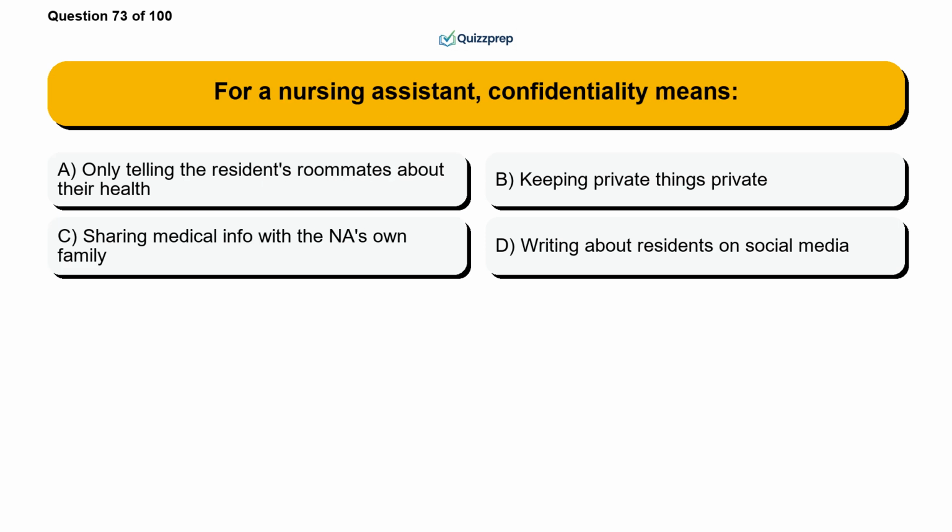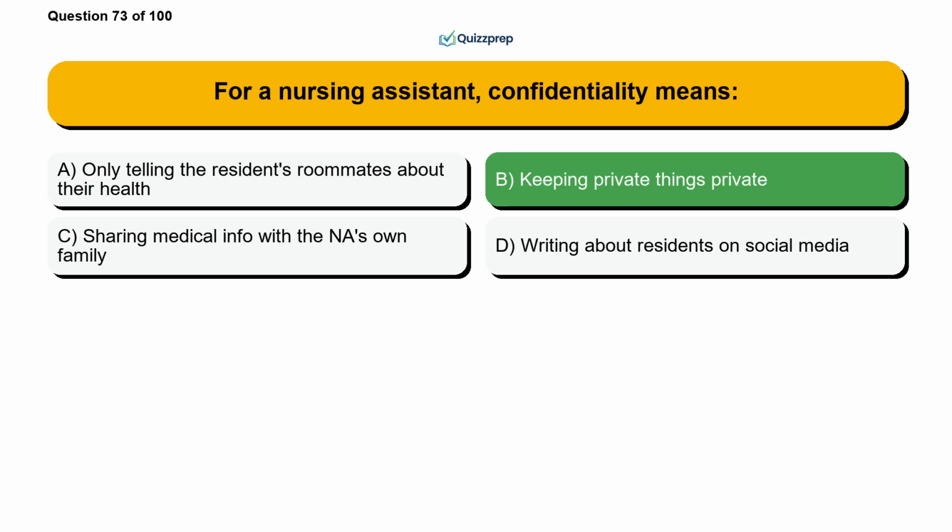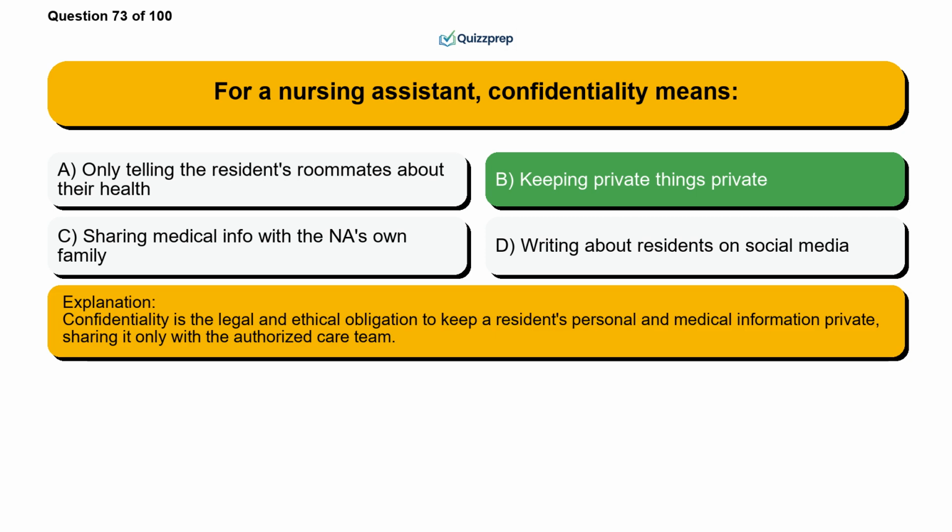Question 73. For a nursing assistant, confidentiality means: Option A, only telling the resident's roommates about their health. Option B, keeping private things private. Option C, sharing medical info with the NA's own family. Option D, writing about residents on social media. The correct answer is option B, keeping private things private. Confidentiality is the legal and ethical obligation to keep a resident's personal and medical information private, sharing it only with the authorized care team.